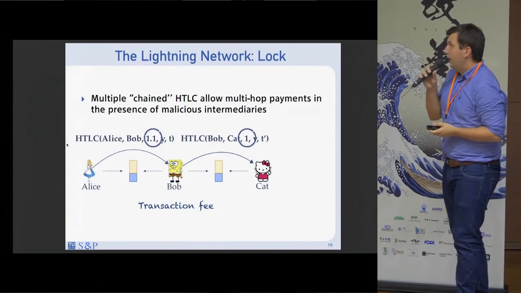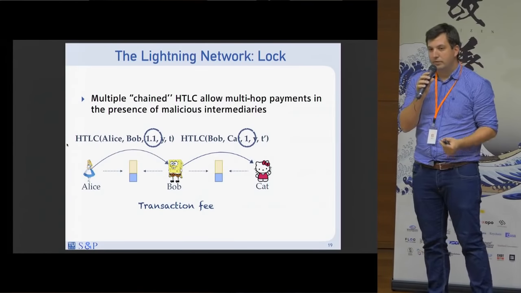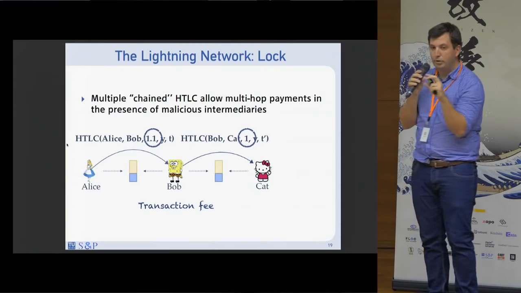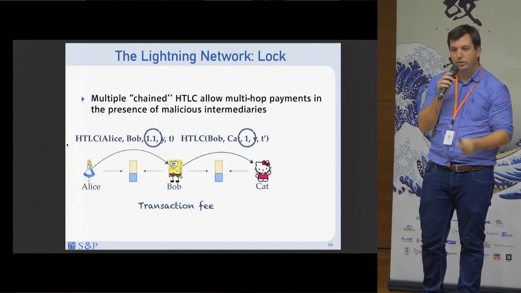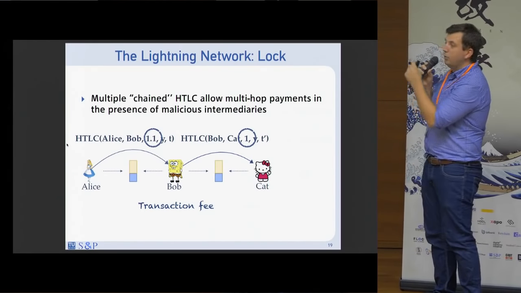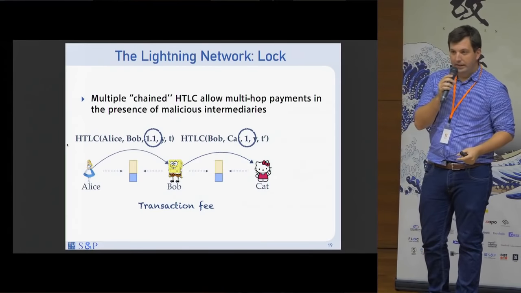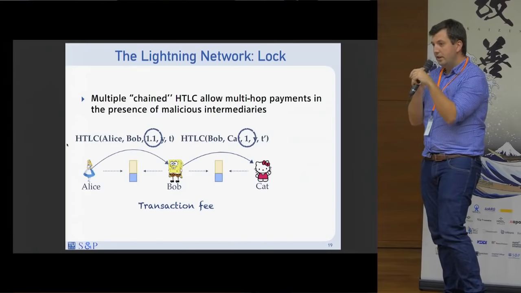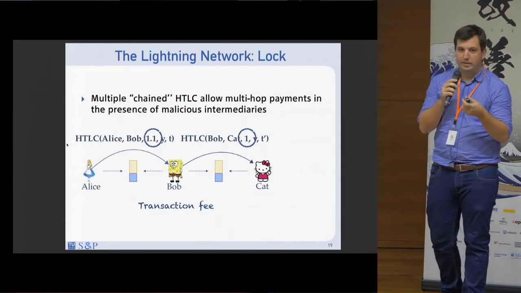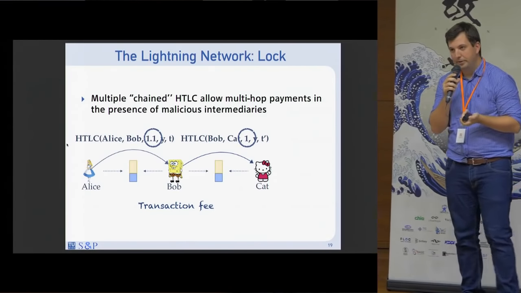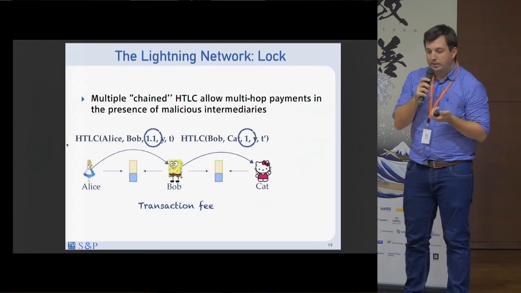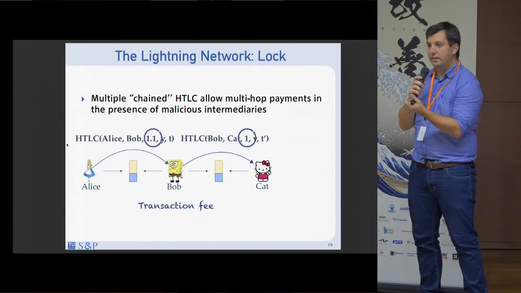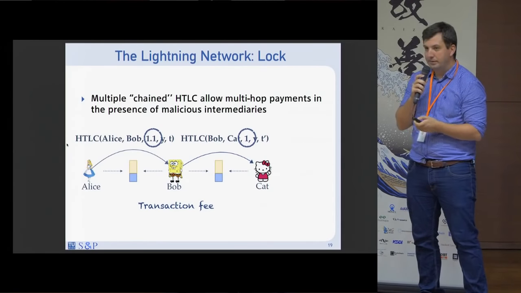Another important aspect here is the concept of transaction fee. As you see there, or if you have noticed, Alice commits 1.1 coin to Bob, but Bob only forwards 1 coin to the cat. This is because the 0.1 coin difference is charged by Bob as transaction fee, for providing the service of being an intermediary. This is really important because it's one of the main motivations that the nodes in the Lightning Network have to participate as intermediaries of the payment.